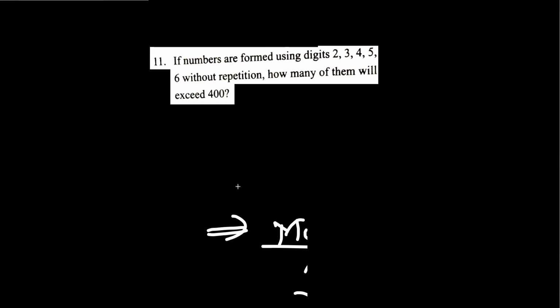Okay, let's begin now. So here, just to have a continuity, I explained this to you. Now see here, what is the question? The question here is, they say, if the numbers are formed using the digits 2, 3, 4, 5, what digits are being used? The digits which are being used are 2, 3, 4, 5, and 6, without repetition.